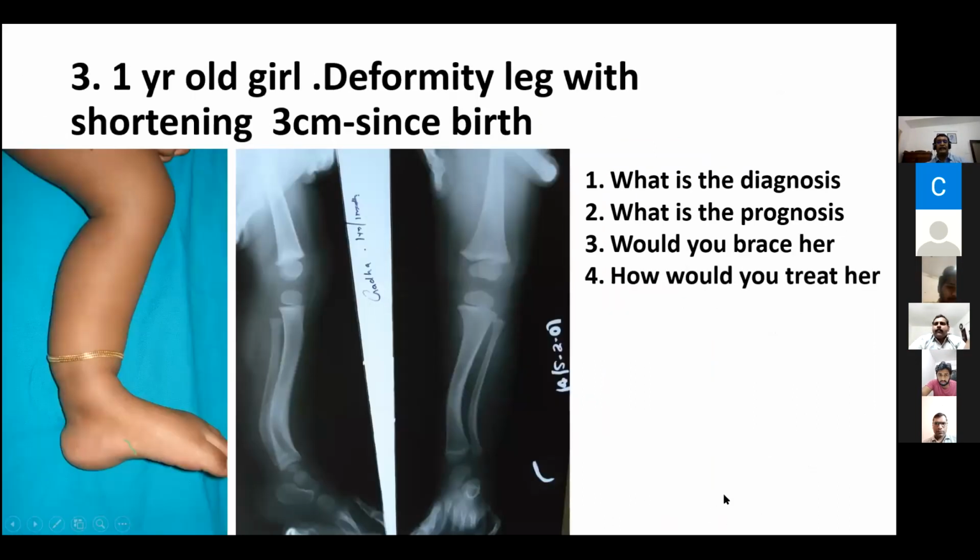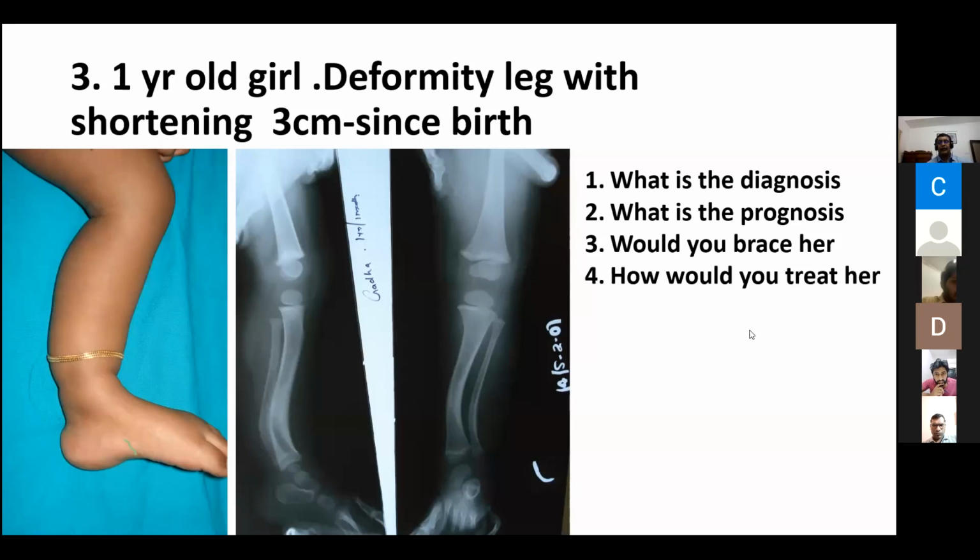Now, can anybody read this? Can everybody see the screen? Yes, sir. What is the diagnosis? Congenital postero-medial bowing, sir. Okay. What is the prognosis? Prognosis is good, sir, with conservative management.